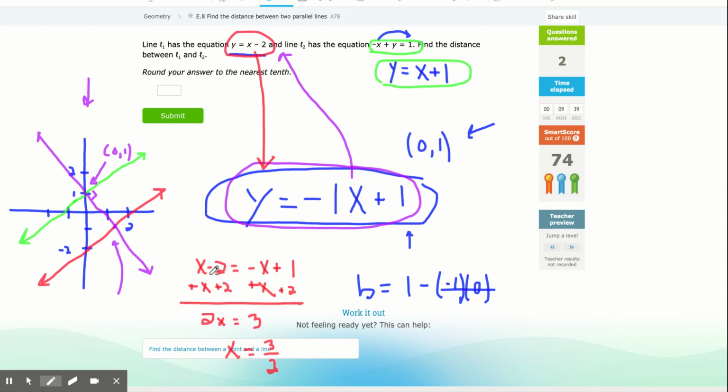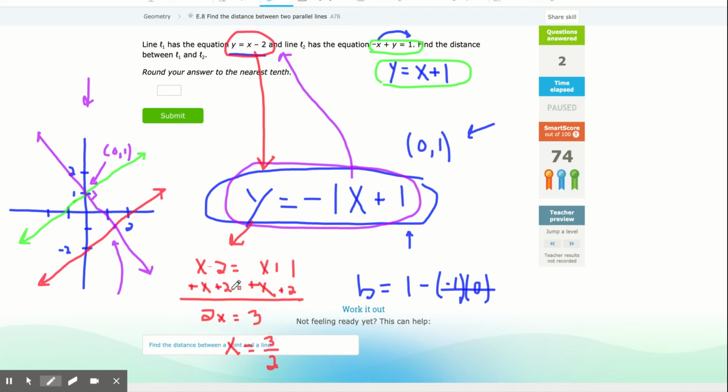So what I've done here is I basically set this top equation, y equals x minus 2, equal to the other, y equals -x plus 1. This is my x minus 2 equals -x plus 1. Then I added x to both sides and added 2 to both sides to eliminate the x's from the right side and the constant from the left, and got 2x equals 3, divided by 2, and got x equals 3/2. So that is the x value for that point of intersection.